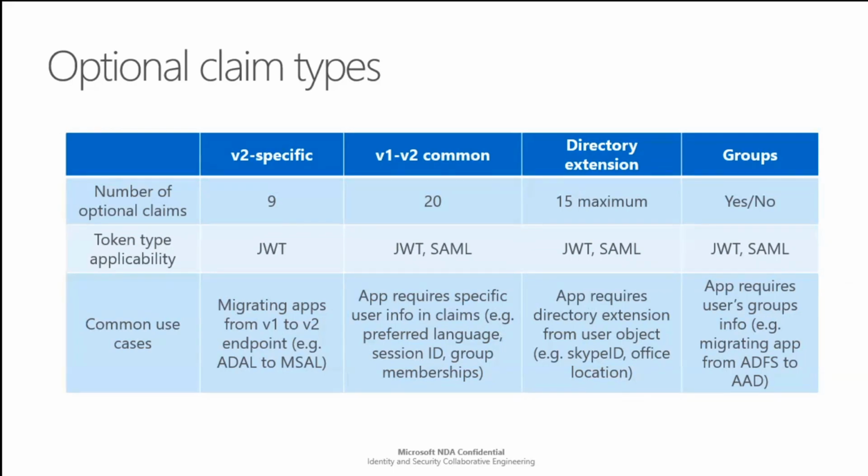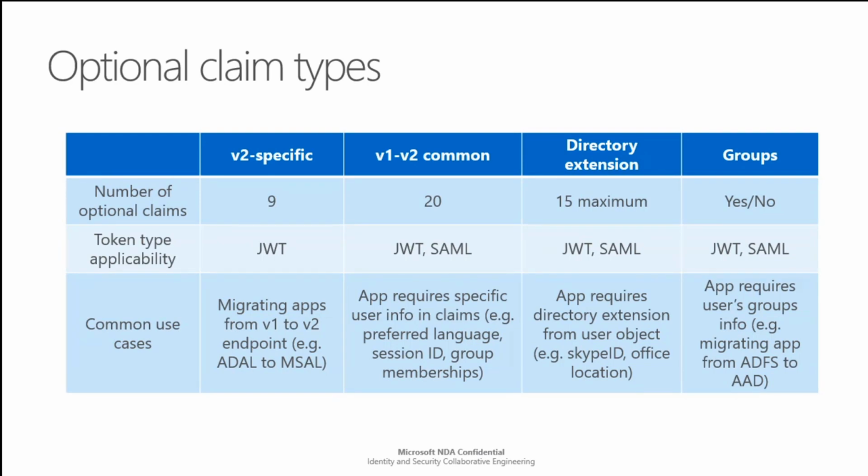V1, V2 common, that's the second column you see there. There are 20 of those. All that means is these optional claims, and I'll provide the documentation link later on that has all these claims, are optional whether you're using a V1 token or a V2 token. Those 20 that we list in the documentation are not included by default in V1 tokens or V2 tokens.